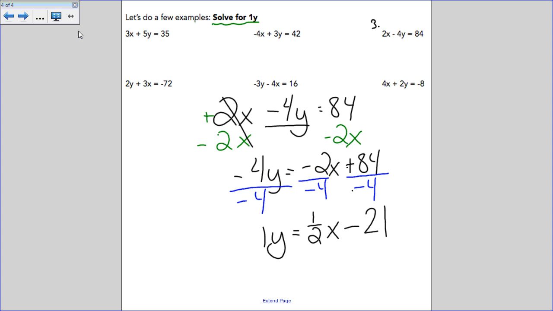Okay, I want you to try these three problems and check them with the packet before you do your homework. Check them to make sure that you're doing them correctly so that you can continue on and try your homework. If you need help, don't forget you can always come and see me. Okay, this is your first video on solving in terms of.